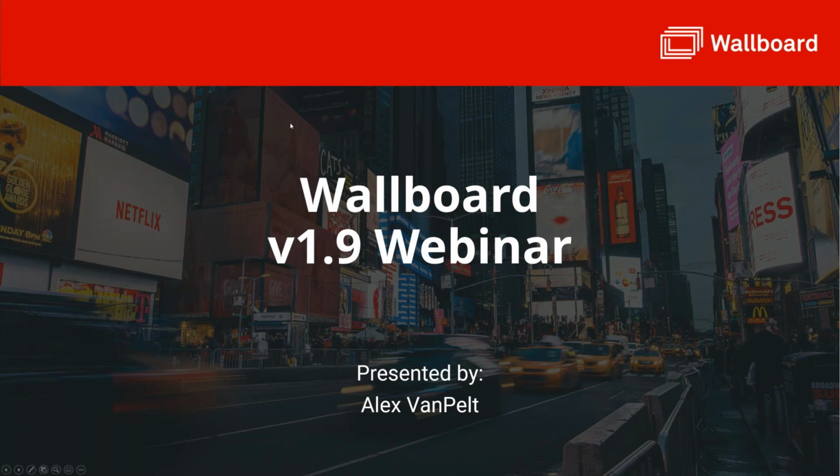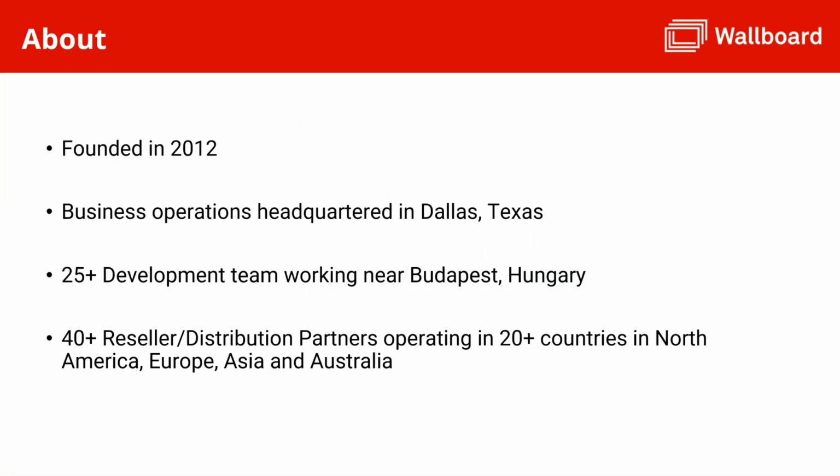But before we do, a few notes about Wallboard. First off, founded in 2012. If you don't know that already about us, there's probably a good number of new faces in attendance. Our business operations are headquartered in Dallas, Texas. We have about 25 plus in our development team working in Budapest, Hungary. In addition to those two factors, we have about 40 plus resellers as well as distribution partners operating in about 20 plus countries through North America, Europe, Asia, and Australia. So you have quite a few ways to reach us and reach our software.